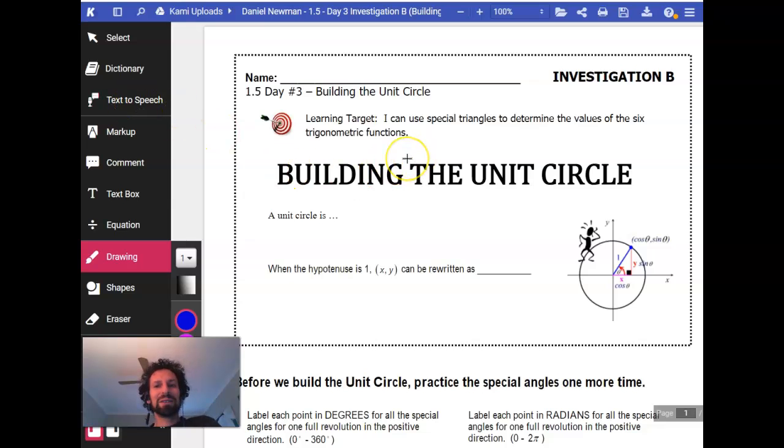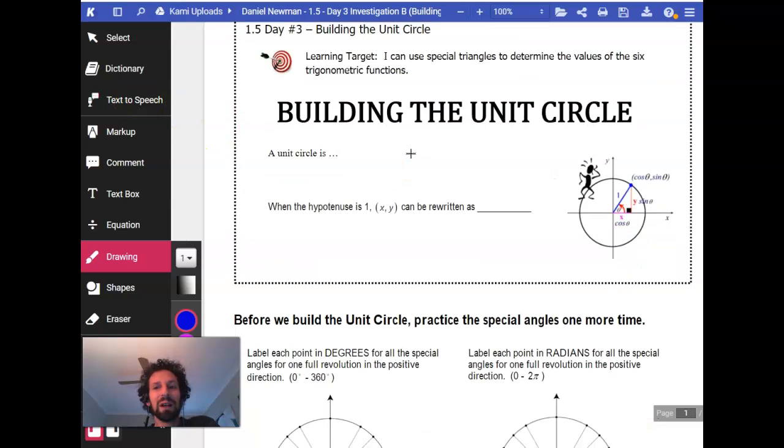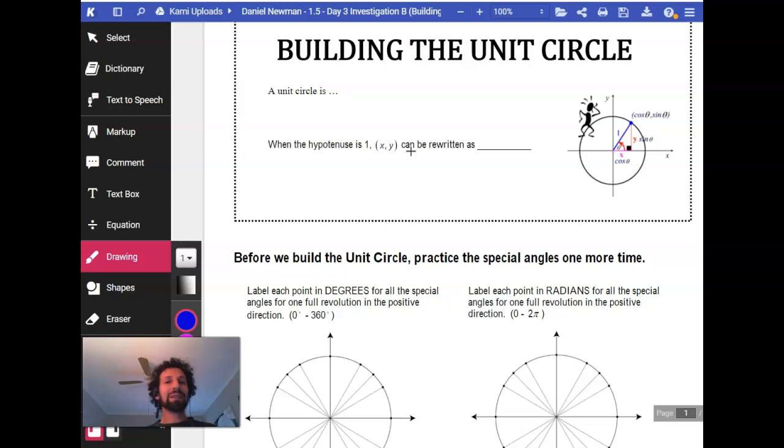All right, so taking a look at Investigation B, we're going to be building the unit circle. And again, this is the basis for what we're going to be doing this entire year. So you really want to make sure you grasp this. So let's go ahead and define the unit circle.